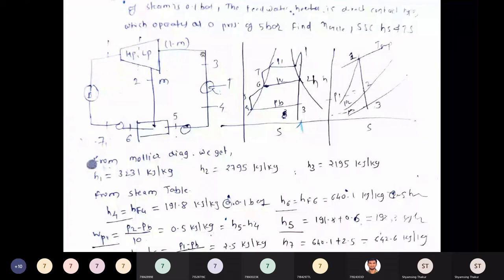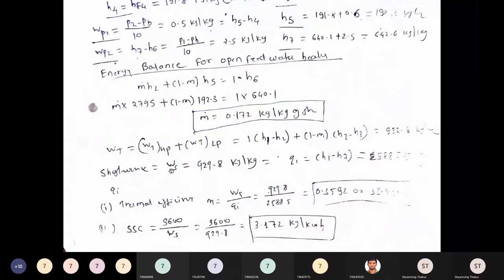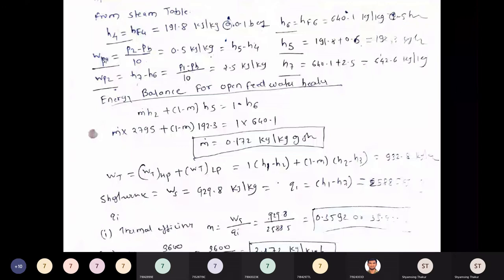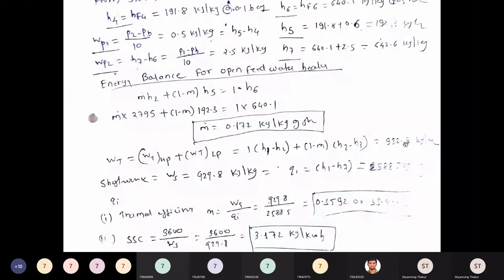Then moving to the next. How can you calculate the shaft work? WT minus WP. Shaft work is nothing but WT minus WP, and here two WPs are there. So WT minus WP1 minus WP2. Quite simple. So you can calculate shaft work from there, students.